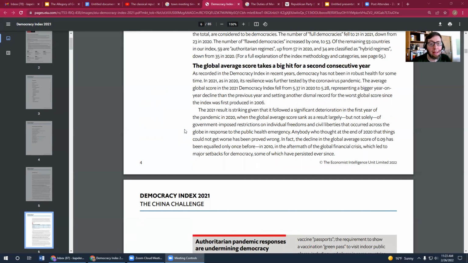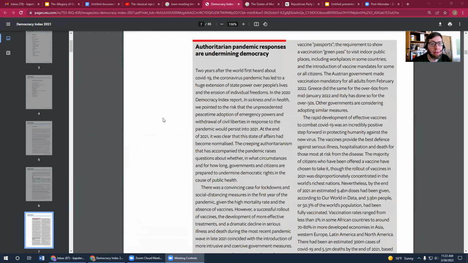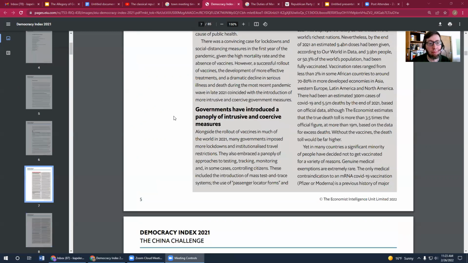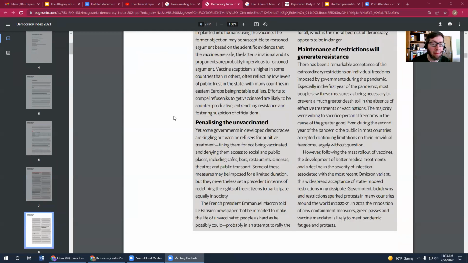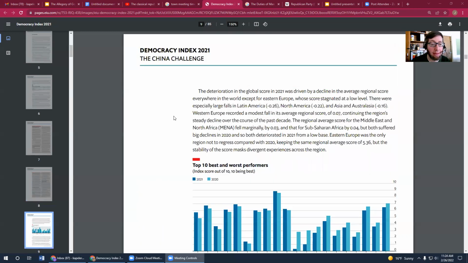The global average score takes a big hit for a second consecutive year. Authoritarian pandemic responses are undermining democracy. These are authoritarian responses in all sorts of countries, not just in authoritarian regimes. That's what they're talking about. Governments have introduced a panoply of intrusive and coercive measures. You can take that throughout the United States. There were different responses in different states, and the report doesn't really take that into account. Penalizing the unvaccinated, maintenance of restrictions will generate resistance. And we're seeing that in Canada today.